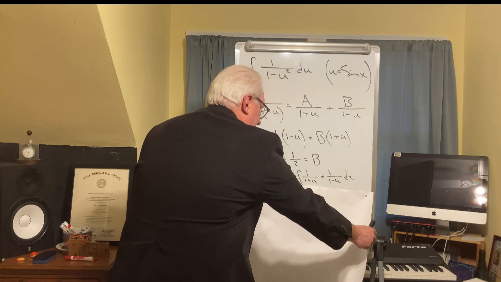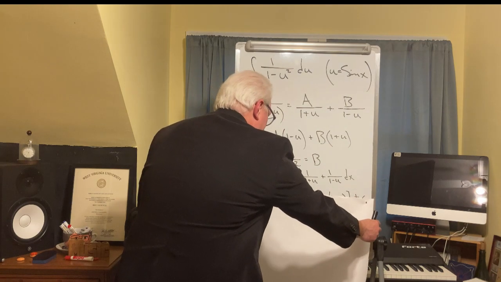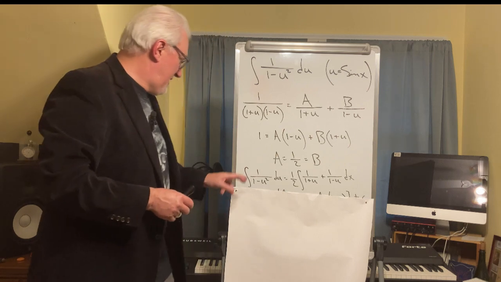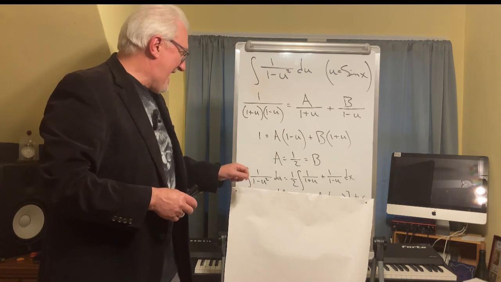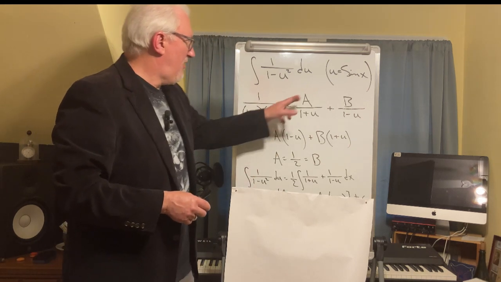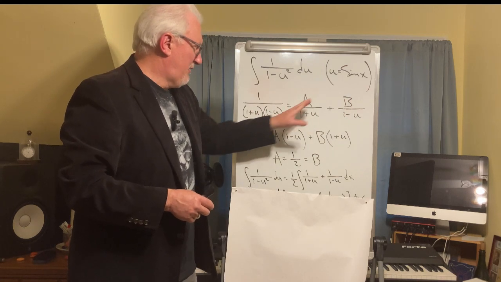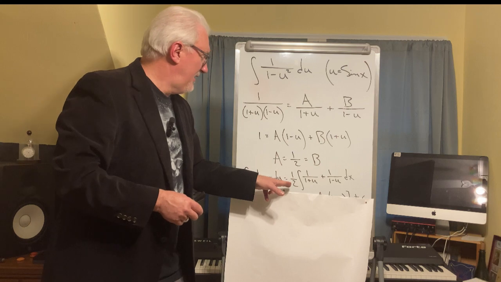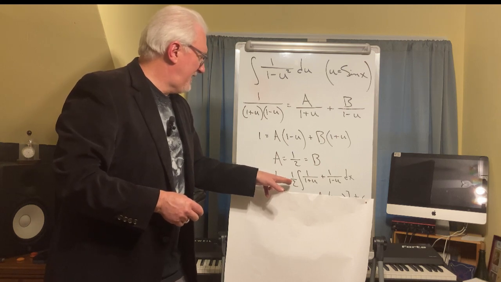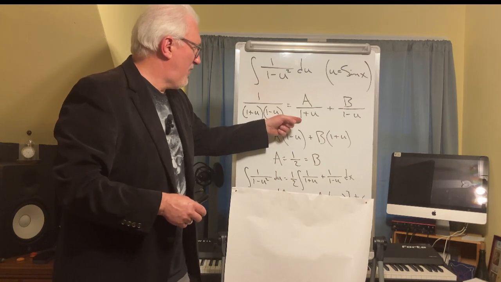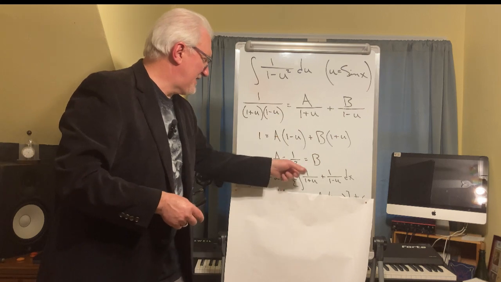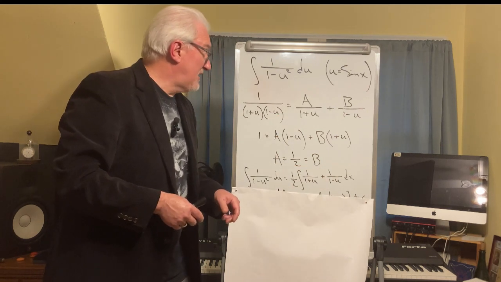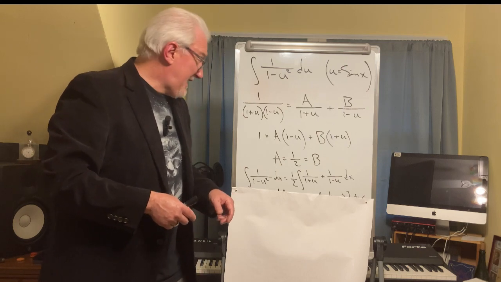Well, that means that I can rewrite my integral 1 over 1 minus u squared du as, a and b are both 1/2, so I'm going to factor the 1 half out, and I can bring it all the way outside the integral. And I'm going to be left then with 1 over 1 plus u, and similarly, 1 over 1 minus u for the second fraction.